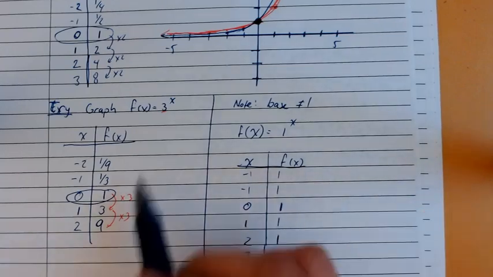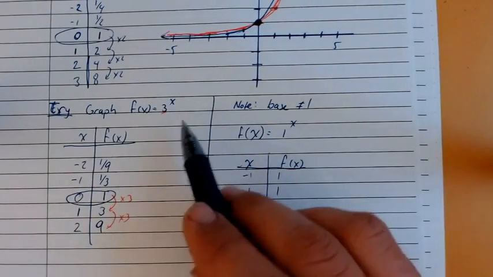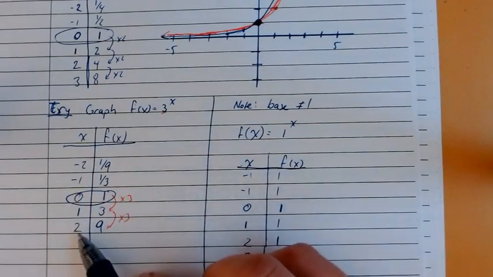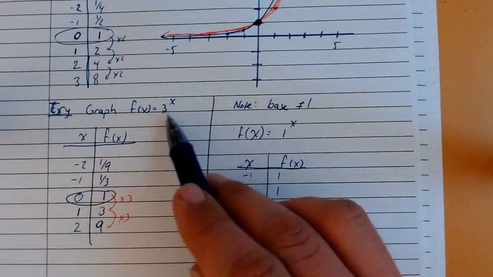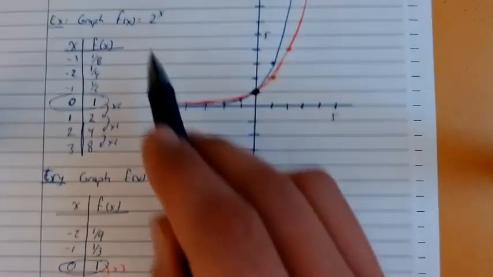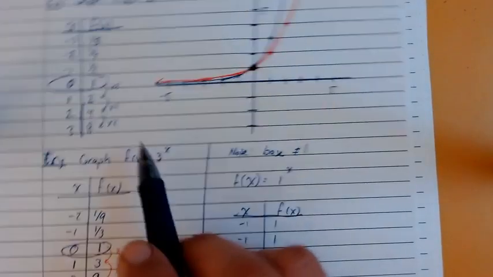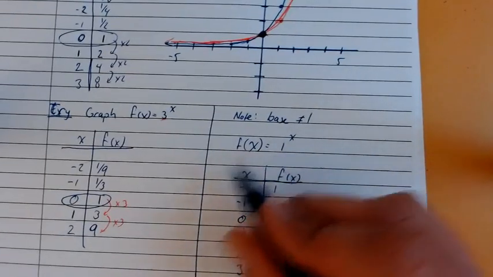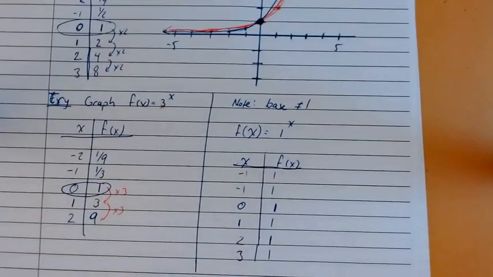So here, your graph never changes. It never grows. Because remember, what your base tells you is every time your x value increases by 1 step, your y value is going to be multiplied by this. By 2, it's going to double. By 3, it's going to triple. But if you're multiplying by 1, nothing ever changes. So here, this is not considered an exponential function.